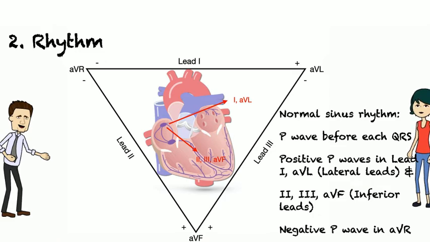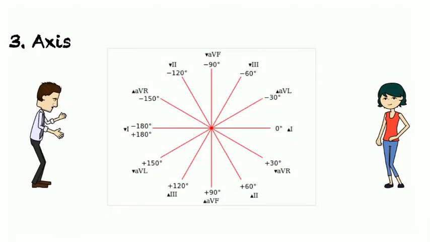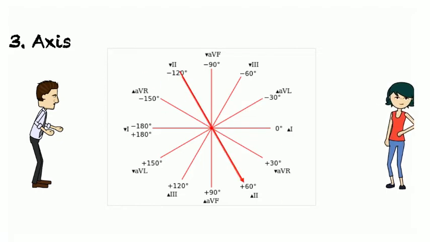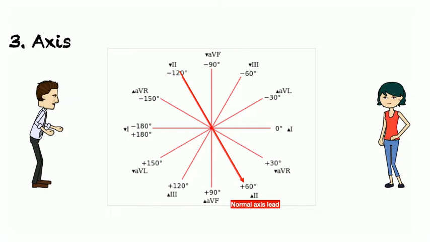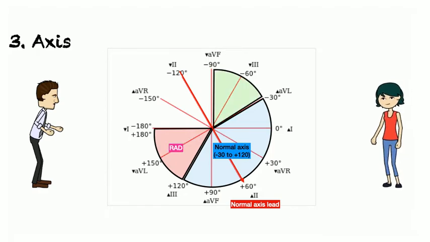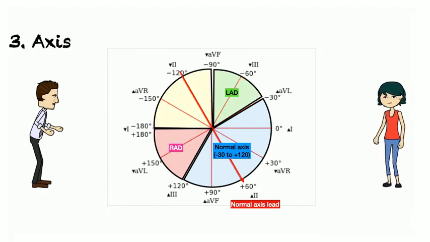The overall electric vector passes in the direction of lead 2, which is also known as the normal axis lead. In this electrical axis diagram, you can see the normal axis, which extends from -30 degrees to +120 degrees. Also, you can see the regions represented by right axis deviation, left axis deviation and extreme axis deviation.